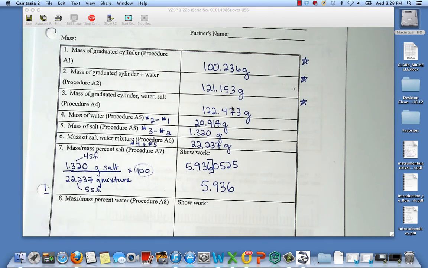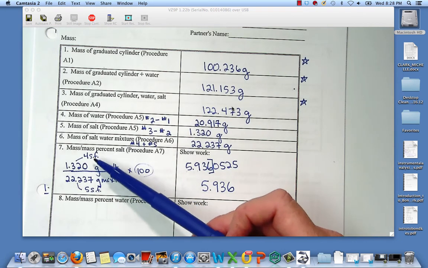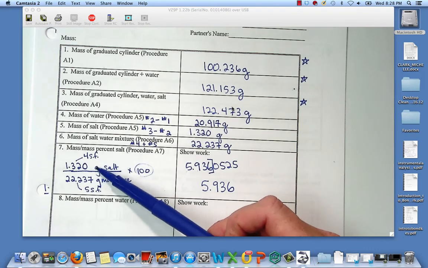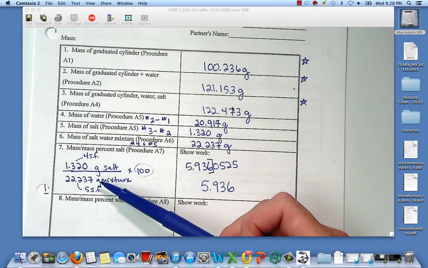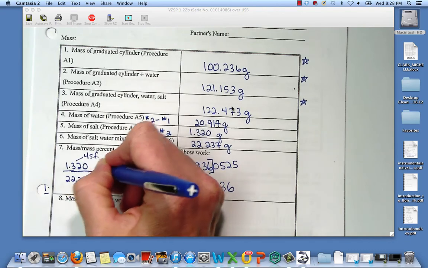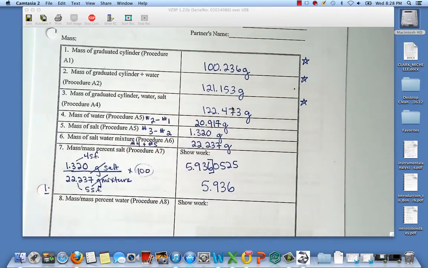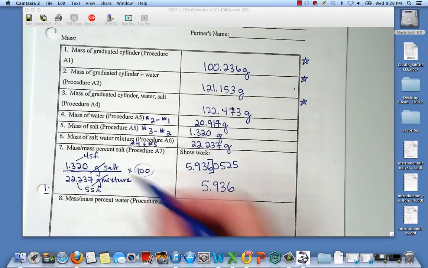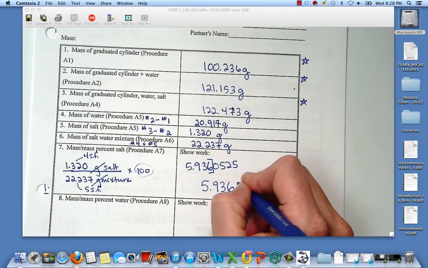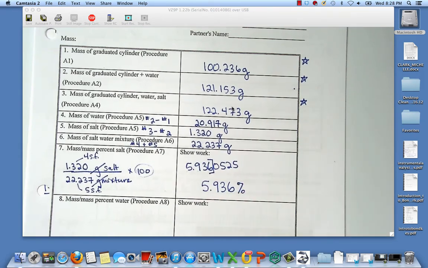Percent, yes. When we learn the conversion factors and dimensional analysis, you will see, yes, these grams cancel out. So all we're left with is percent. So 5.936%.